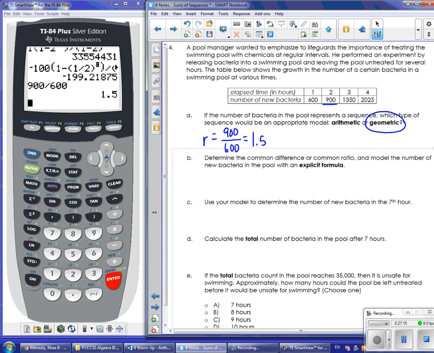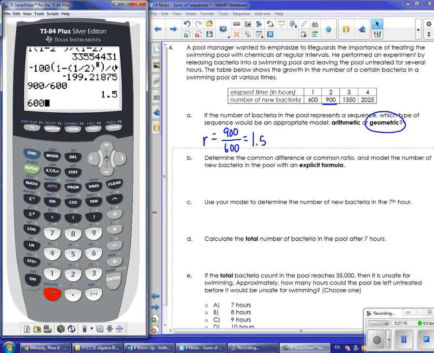If I want to check to make sure that this works, then I'm just going to start at my 600. I'm going to multiply by 1.5, and I will hopefully see 900. And if I multiply by 1.5 again, I see 1350. And if I multiply by 1.5 again, I see 2025. So I can confirm that this is indeed a geometric sequence and that my common ratio is 1.5.